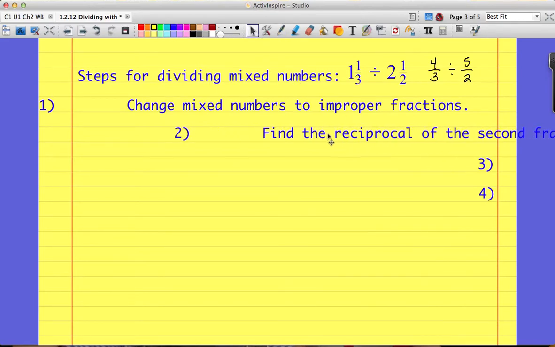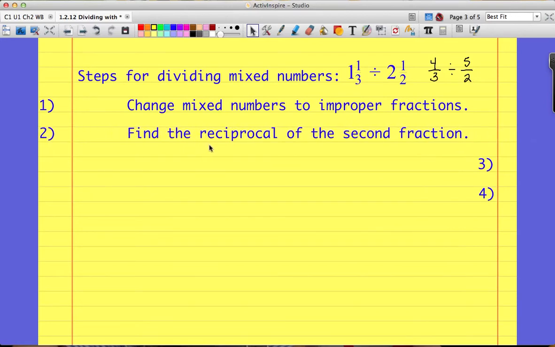All right, so the second step: find the reciprocal of the second fraction. That does not change. So now I have 4/3 divided by 2/5. And then step 3. Notice my step numbers changed a little bit because I added this first step of changing mixed numbers to improper fractions. However, this was the same from dividing fractions. It's just all bumped down 1 because we need to make sure to change our mixed numbers first.